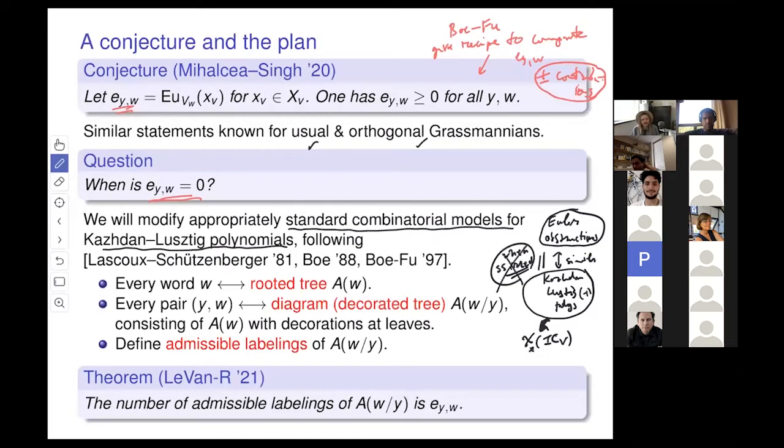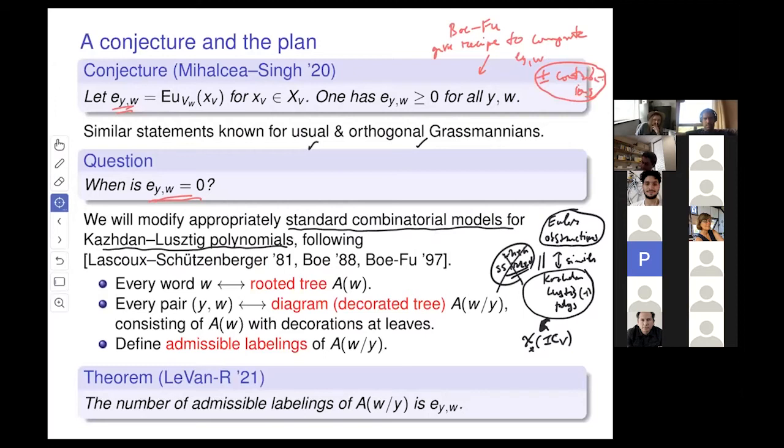So all I wanted to say is that I'm going to look for a description of Euler obstructions that's somehow analogous to that of Kazhdan-Lusztig polynomials. And so then it's natural to think that there should be some combinatorics that matches the combinatorial description of Kazhdan-Lusztig polynomials. And there's a lot of work in the 80s on Kazhdan-Lusztig polynomials. It starts with Lascoux and Schützenberger in the case of the classical Grassmannian, and Boe has done more work on other Hermitian symmetric spaces.